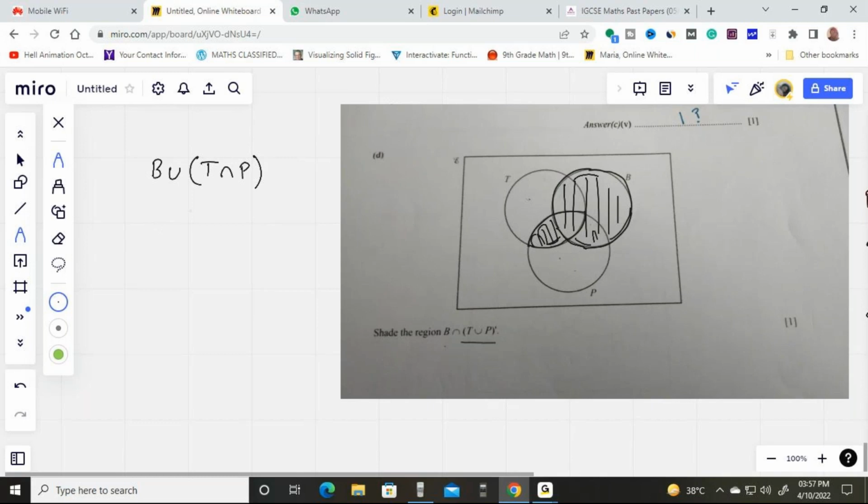If I ask you one thing now, how about if I just say T intersection B intersection P? Okay, so intersect the P and B, and then you also intersect with P.